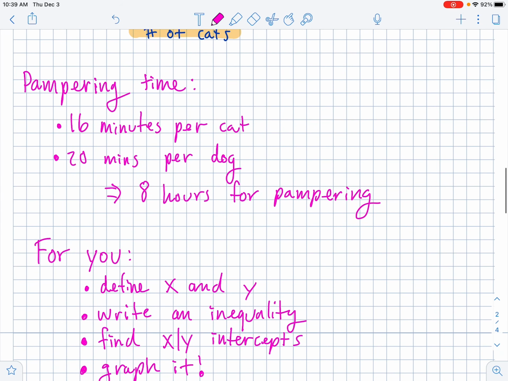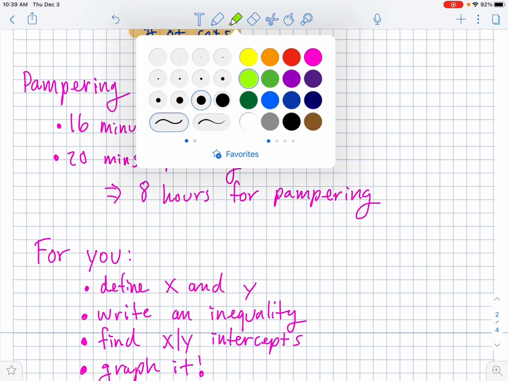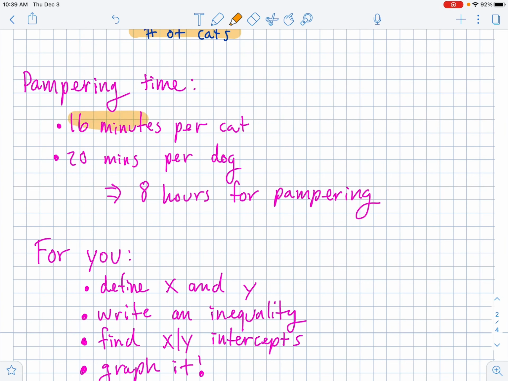Now, pampering time, that's like cleaning, washing, brushing their teeth, I don't know. For pampering time, each cat is going to take 16 minutes. Each dog is going to take 20 minutes. And I think Carlita is doing the pampering and only has 8 hours to work on cats and dogs.